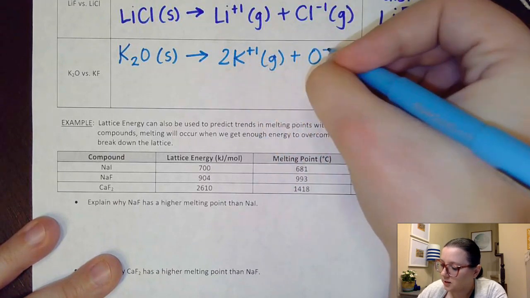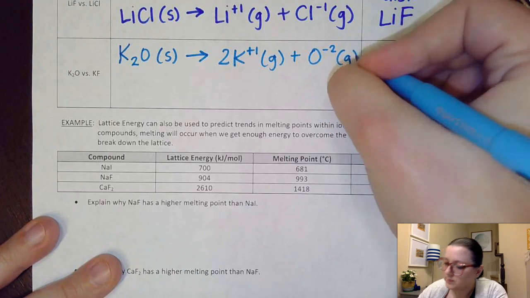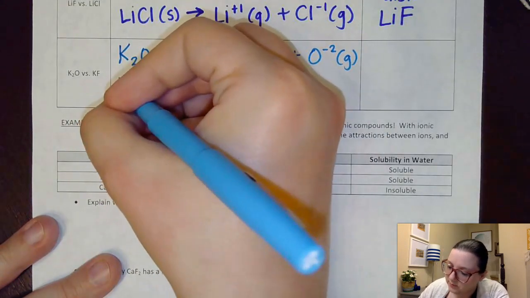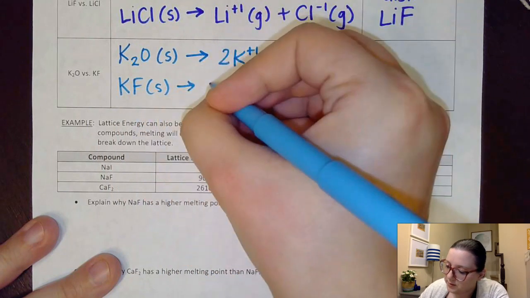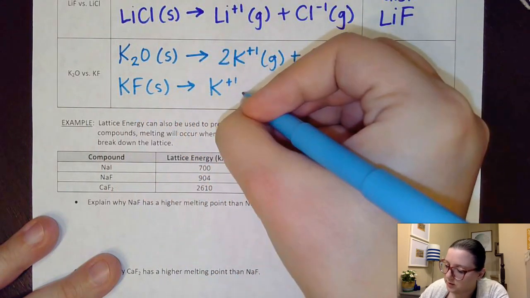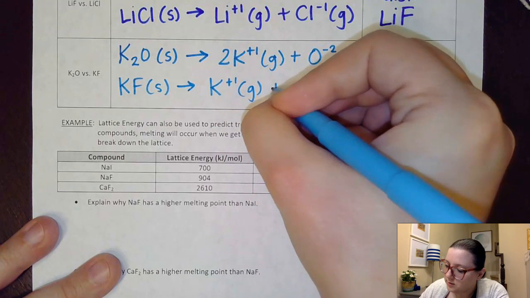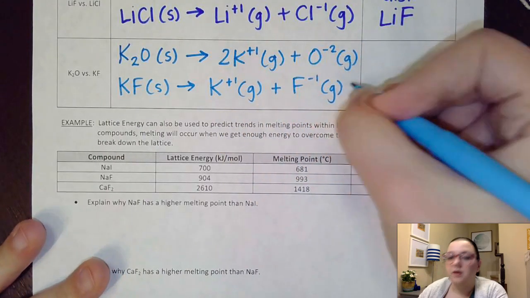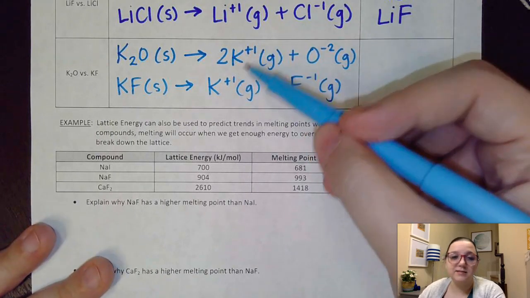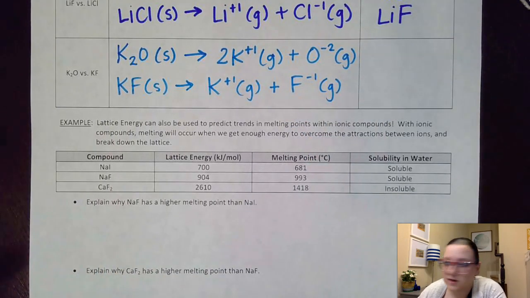And an oxygen -2. And then I have potassium fluoride down here, breaking up into potassium +1 and fluoride -1. All right, I see that they both have potassium in it, so those are going to be the same.